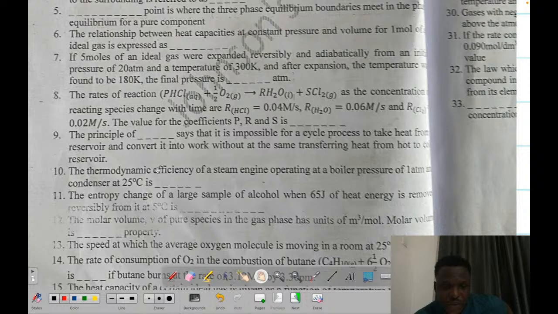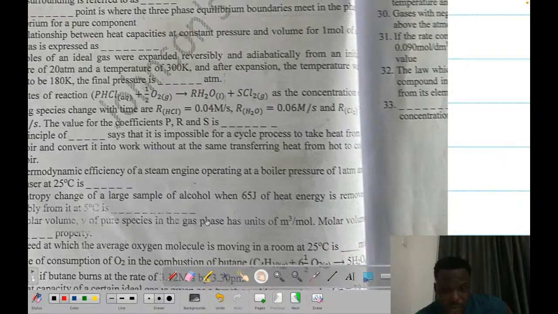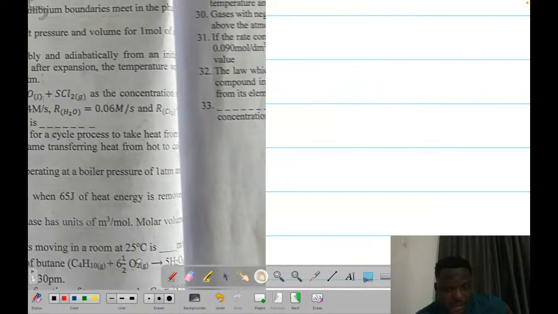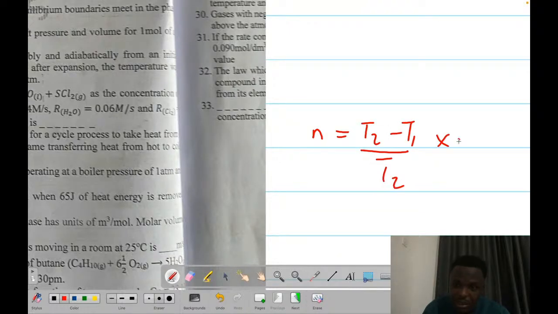For you to solve the efficiency of a steam engine, you need two temperatures, the initial and the final, right? The formula to solve for this is always the final temperature minus initial temperature all over the final temperature times 100, right? Take note of what I just said. But unfortunately, from the question, I did not see the other temperature. You can always check your notes. It is always T2 minus T1 all over T2 times 100.